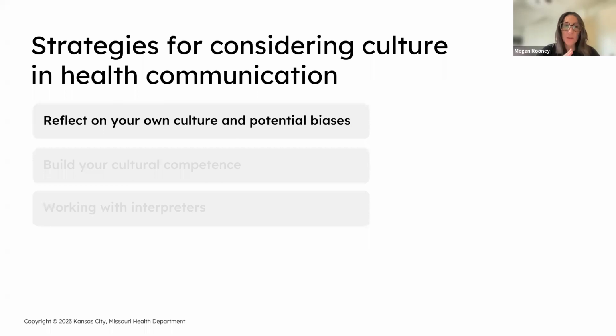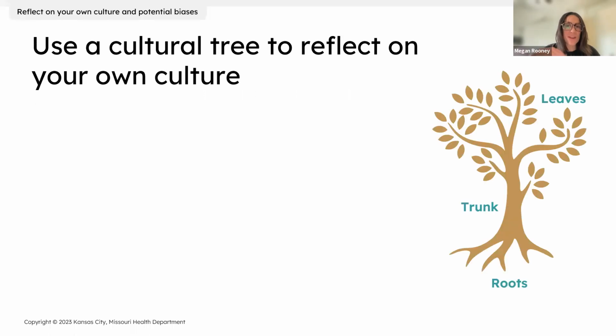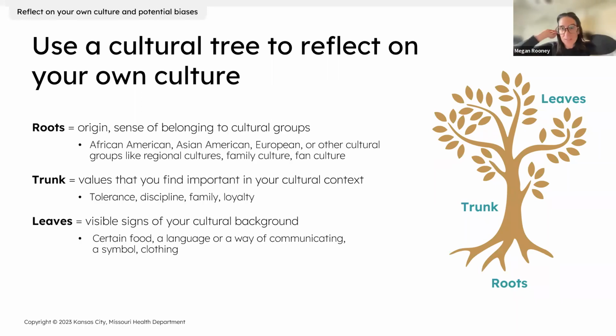Here are the three topics we're going to cover today quickly. Reflecting on your own culture and potential biases is our first topic. Anytime we're talking about culture and bias, the first step is to reflect on your own practices, your own culture. This is a nice way to do this. Again, in a longer training we do this together, but this is something you can do on your own or in a group at your place of work.